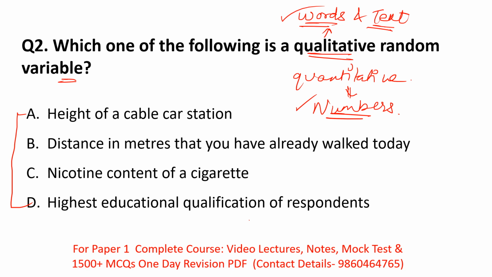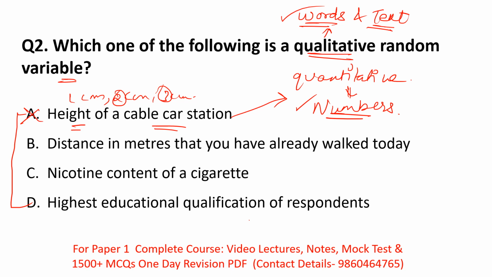Here option A is height of a cable car station. That means the cable car station's height may be 1 centimeter, 2 centimeter, 3 centimeter. So here you are getting the answer in the form of numbers, 1, 2 or 3. That means this is a quantitative variable, not a qualitative variable. So option A is the wrong answer.